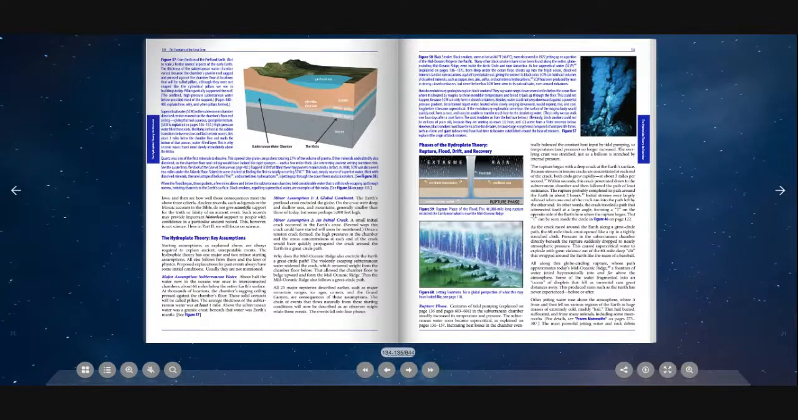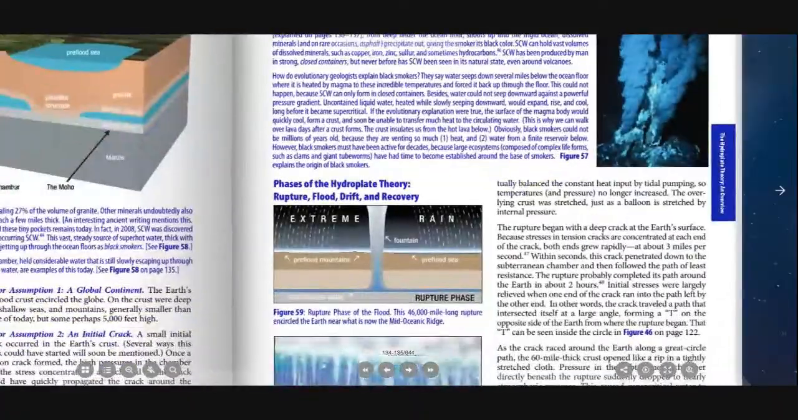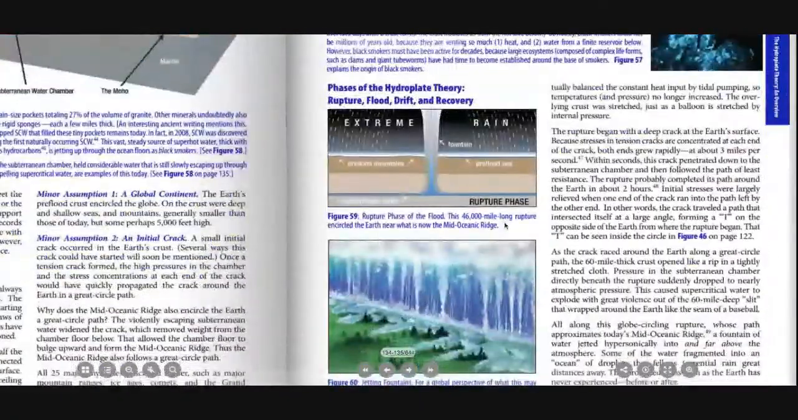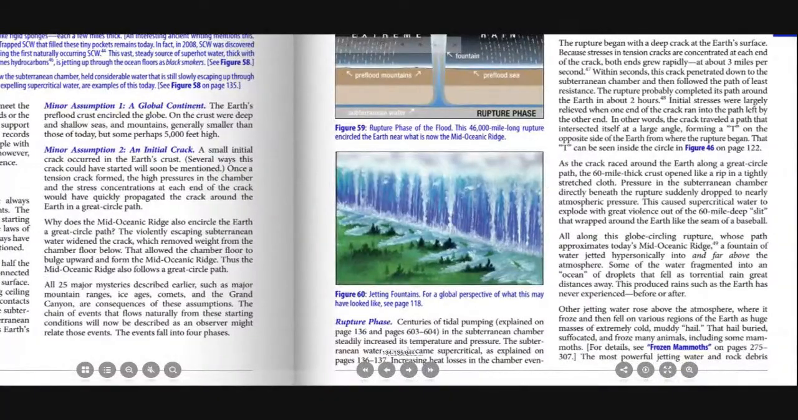In the Beginning, Compelling Evidence for Creation and the Flood by Dr. Walt Brown. We will be taking a look at the Rupture Phase, and that is on page 135 of the flip book that you can get at hpt.rsr.org. Okay, the Rupture Phase.